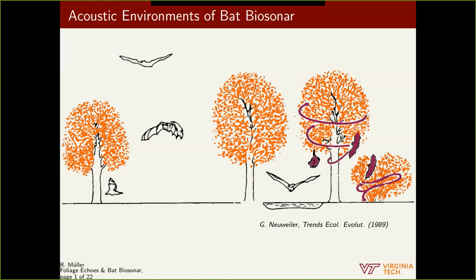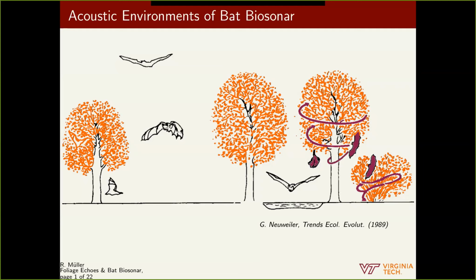So there's bats that pursue their prey, that fly around in the open air space. I don't know, can you see my cursor? Probably not that much, but in the upper left part of this graph, you can see a bat that is in the open air space. And that's probably a very simple acoustic environment. In that, any blip that you see on your sonar screen, that means dinner.